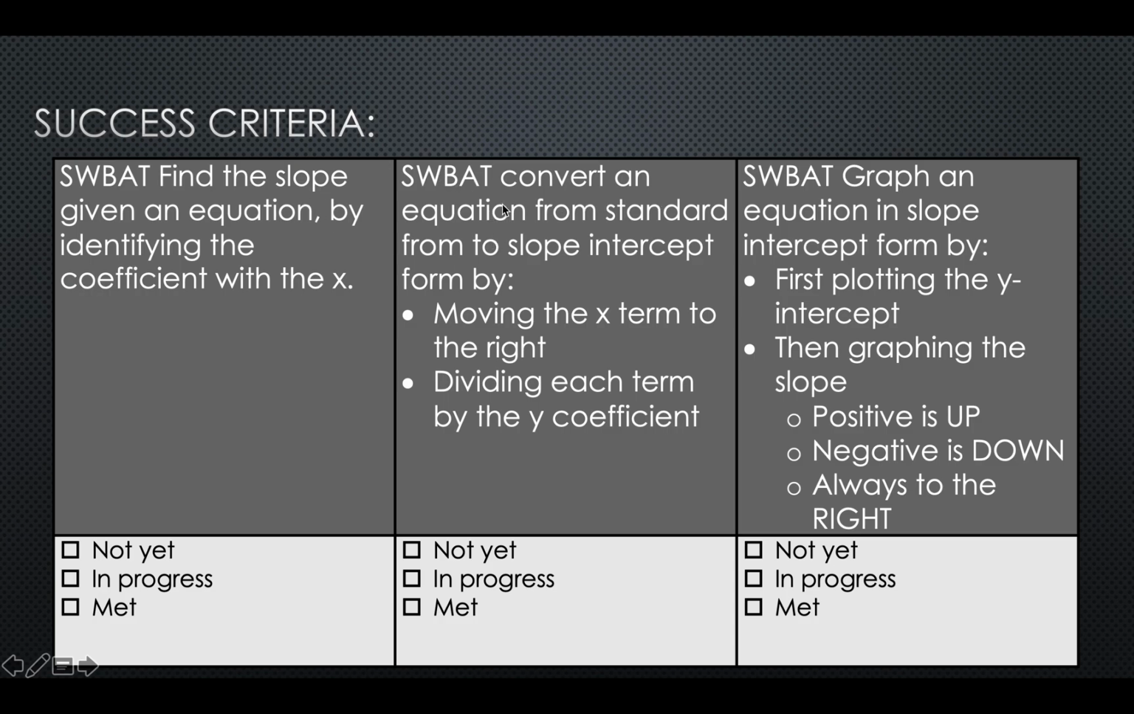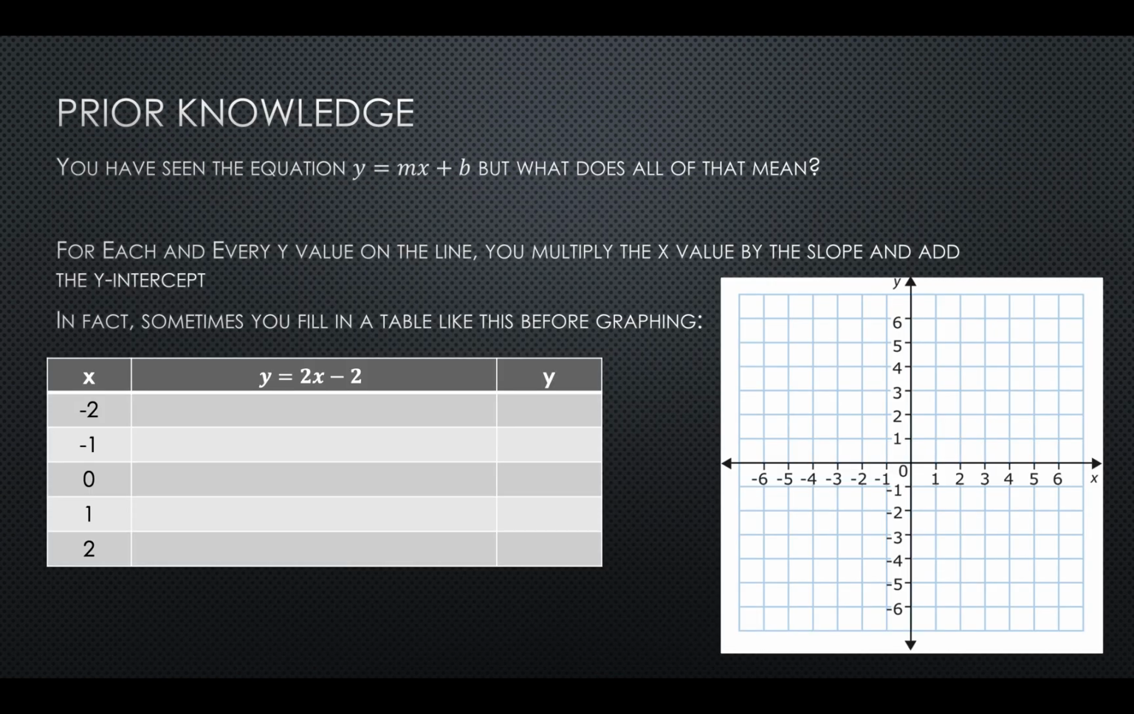You're going to be able to convert an equation from standard form to intercept form by moving the x term to the right. That'll be doing the opposite operation, and then dividing each term by the y coefficient. And then the last piece is going to be graph an equation in slope-intercept form by first plotting the y-intercept and then graphing the slope. Positive is up, negative is down, and always to the right. So you're going to go up or down and always to the right. So, prior knowledge. You have seen y equals mx plus b.